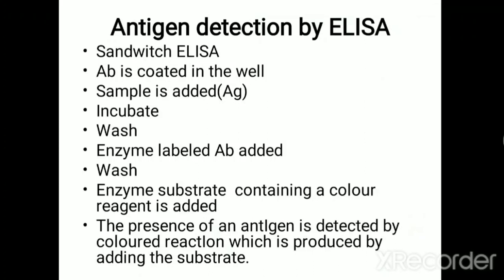Now we have to wash this microtiter plate to remove any unbound antigen from the ELISA plate. Now we have to add the second antibody, that is known as enzyme labeled antibody. This enzyme labeled antibody also binds to the same antigen. Now we have to add the color forming substrate, and the presence of an antigen is detected by the colored reaction, and the intensity of the color is directly proportional to the concentration of the antigen.